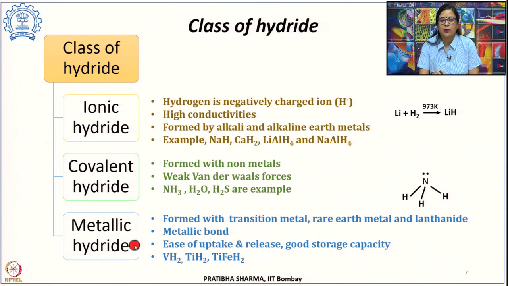The next category of such hydrides is the metallic hydride. These metallic hydrides are formed when hydrogen reacts with either transition metals or rare earth metals or the lanthanide actinide series. Based on the nature of the bond formed, which is metallic, these are known as metallic hydrides. Because of the very easy uptake and good reversible capacity of these materials, the taking up and release of hydrogen is relatively easier. As such, these are most widely used for hydrogen storage applications. Some examples of this class are vanadium hydride, titanium hydride or titanium iron hydride.